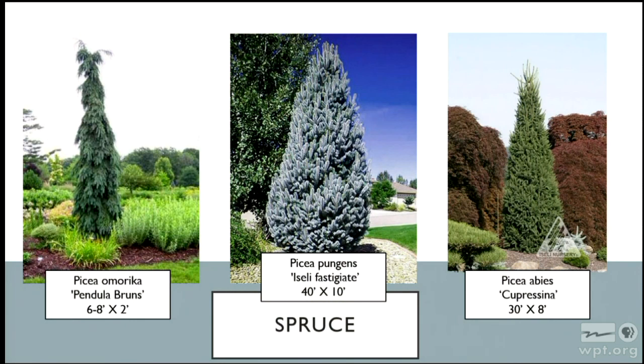Anyway, these guys are extremely narrow. You're going to get some bending a little bit, but they typically have a pretty good central leader that they're pruned to. But really to have something, especially the one on the left there, that's only going to get 2 feet wide, that's just outstanding. Usually a tough plant, it takes drought situations. Don't want to put them in a wet situation, they'll just rot away. But other than that, really, really, really tough plant.